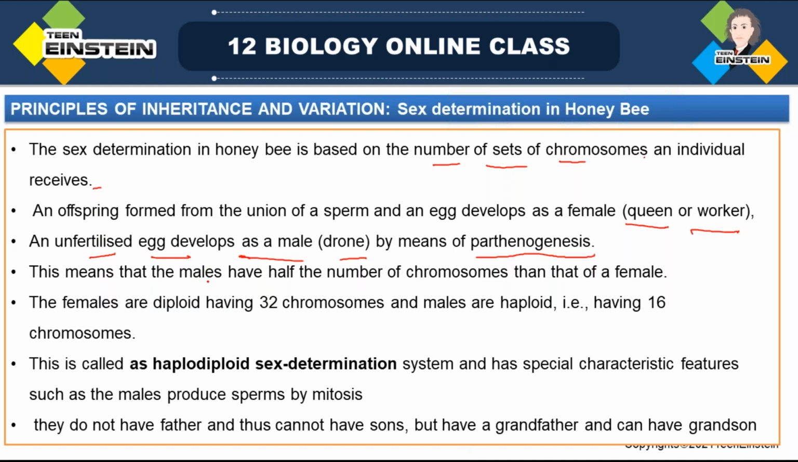That means the male has half the number of chromosomes than the female. Okay, so the females are diploid, having 32 chromosomes, and males are haploid, having 16 chromosomes. So this is called haplodiploid sex determination. What is this? Haplodiploid sex determination.